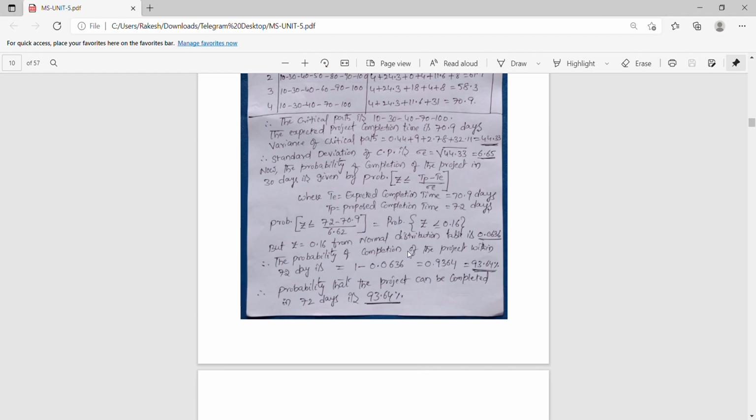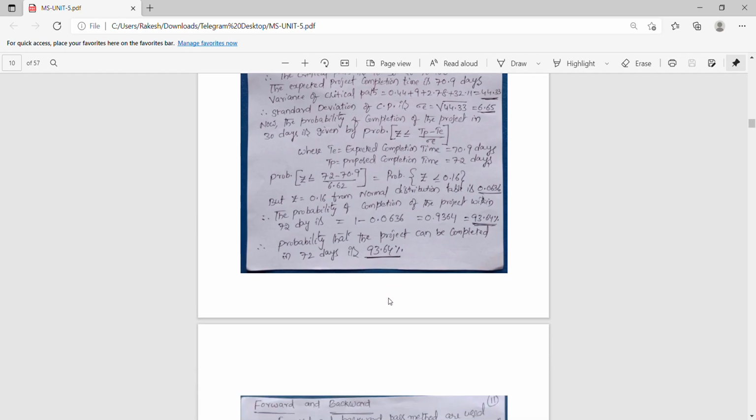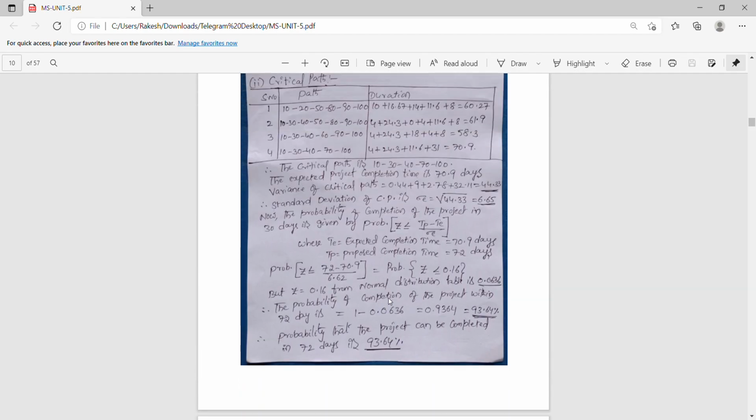That table will be given in the exam. 0.0636 is the value we get for Z less than or equals to 0.16, but the probability of completion should be 1 minus the value. So 1 minus this value is 0.9364. It is nothing but 93.64%, and hence the probability that the project can be completed in 72 days is 93.64%. That's it. Thank you, friends.